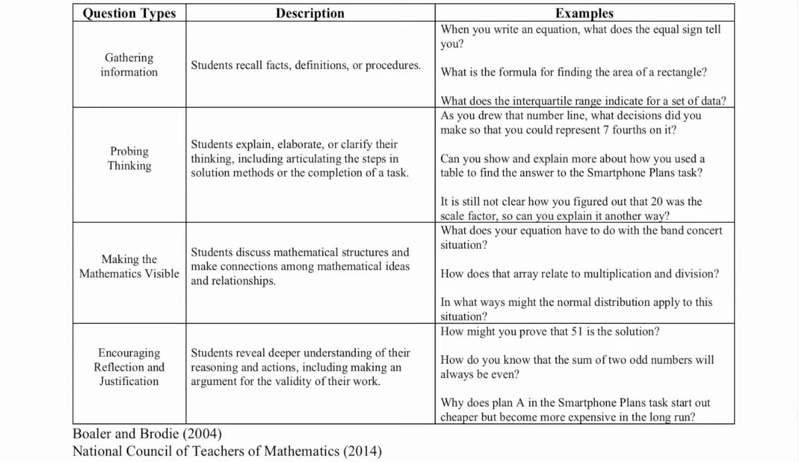And then as we think about it, what I want you to do when you think about your discourse, think about the 4 question types. This is taken from Principles to Action, who got it from Bowler and Brody. We're going to look at 4 question types. You have your gathering information questions. They're focused on students' recall of facts, definitions, or procedures. Those are your basic questions that you ask. What did you do? Then you have your question type 2, probing thinking. These are where students are going to explain, elaborate, or clarify their thinking. This is starting to get them at a deeper level of thinking of what they're doing. So not just telling you what they're doing, but giving you some rationale behind why they're doing it.